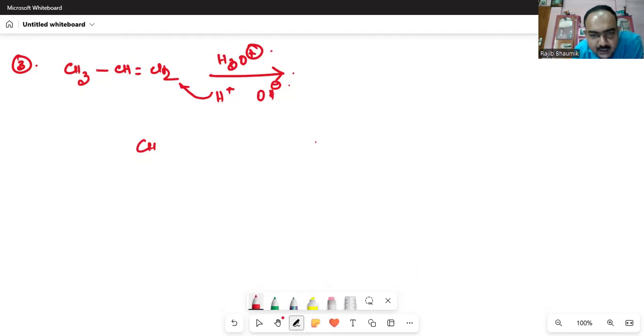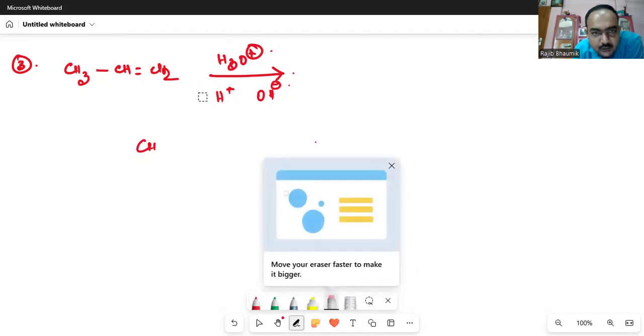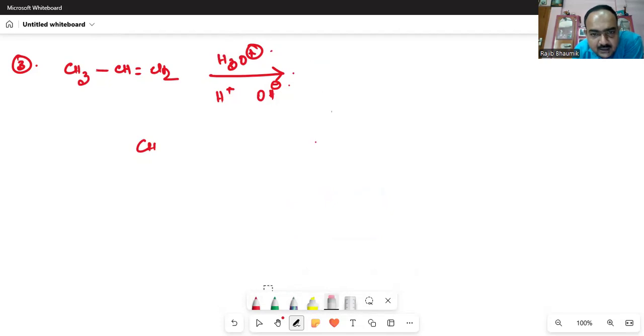The product we should write down here. The arrow is wrong here, we should not give it like that. So the structure will be like that.